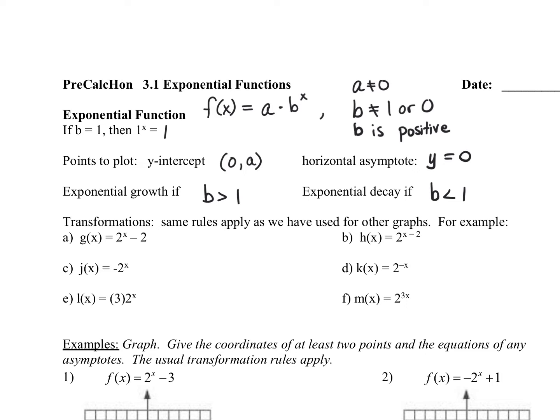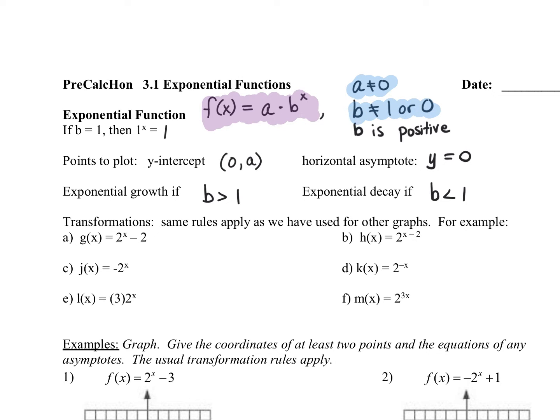An exponential function takes the form of f of x equals a times b raised to the x. Right? An exponential function is defined as a function that has a variable as an exponent. All right, there's some stipulations we want to include: the a value must not equal 0, or else everything would go away multiplying by 0.